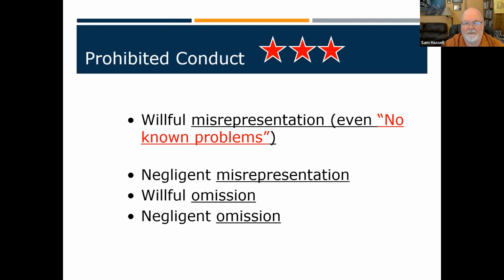Does anybody want to tell me the difference between misrepresentation and omission? Yeah, saying it and not saying it, right? If I say something, then that's misrepresentation if it's one of these things, right? And omission is I "forgot" to say it. I didn't say anything when I should have, when I had the duty to do so. And willful means that I knew. Negligent means I should have known. Okay, so these are the 4 keys.